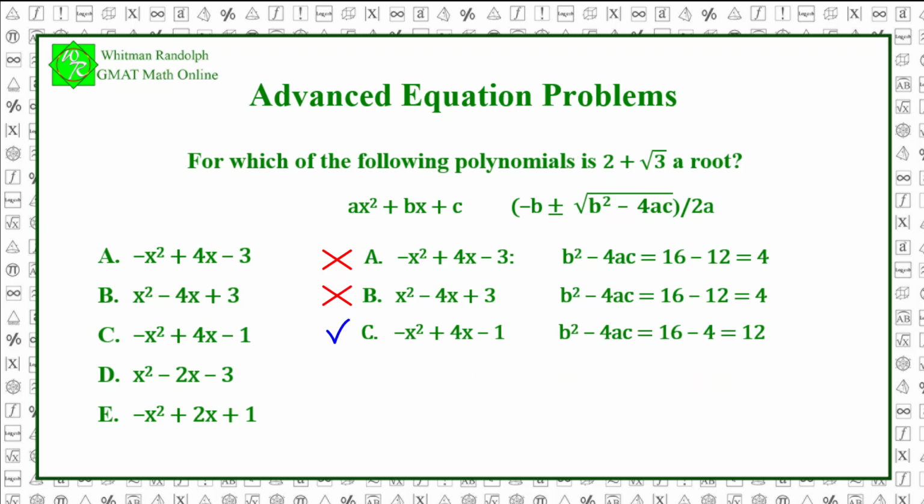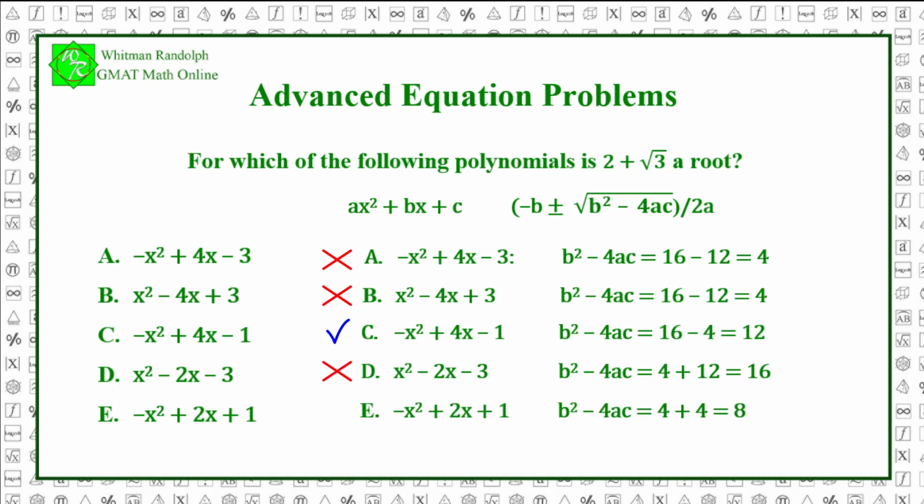To make sure, let's look at the other two answers. Answer D. X squared minus 2x minus 3. b squared minus 4ac equals 4 plus 12, which equals 16. Since 16 is a perfect square, the square root of 3 is not part of the answer, so this polynomial doesn't work. Answer E. Minus x squared plus 2x plus 1. b squared minus 4ac equals 4 plus 4, which equals 8. Since the square root of 8 equals 2 times the square root of 2, the square root of 3 is not part of the answer, and this polynomial fails also. So the correct answer is C.